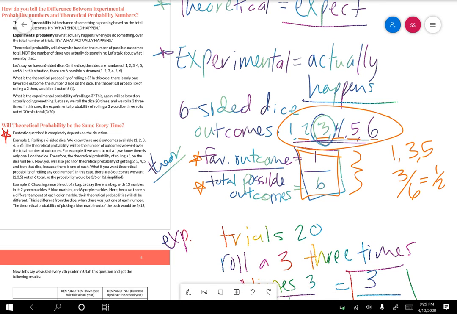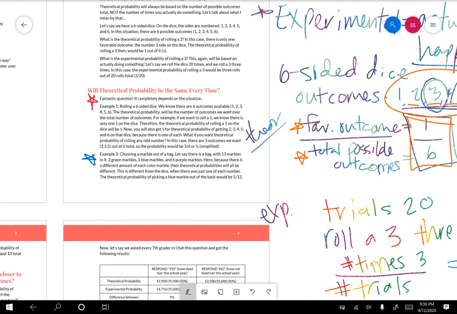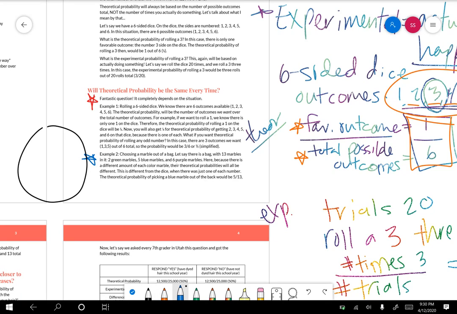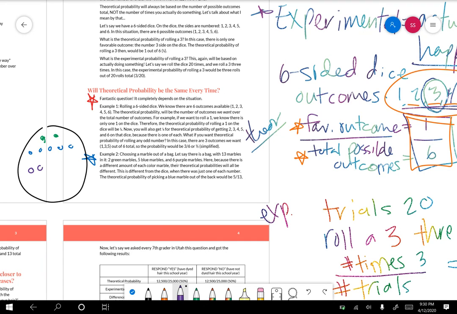Another example, example 2 right here. Let me use blue this time. Let's say we have a bunch of marbles in a bag. Maybe I can draw you this bag. Let's say we have this lovely bag. We know there's 13 marbles total. 2 of the marbles are green. We're going to have 5 blue: 1, 2, 3, 4, 5. And there's purple. 6 purple marbles: 1, 2, 3, 4, 5, 6. So 13 total.